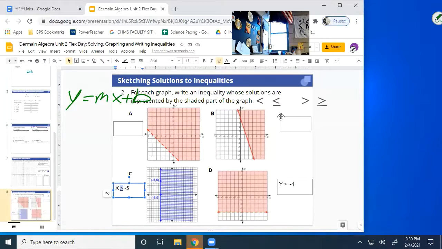What's my y-intercept? If you can't see, look on your computers. What's my y-intercept going to be? Where does it hit my y-axis for letter B? 4. It hits at 4. Good. So my intercept is going to be +4. Okay, we're going to be comparing y to the other half.